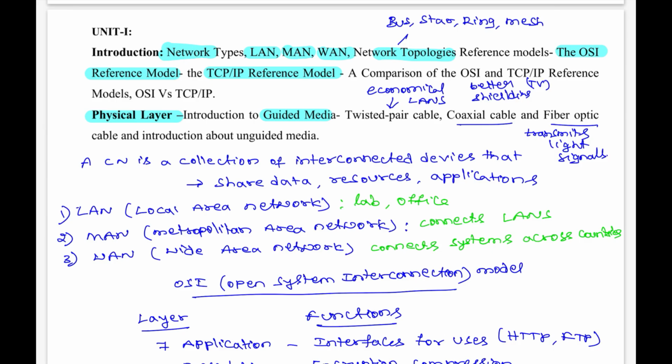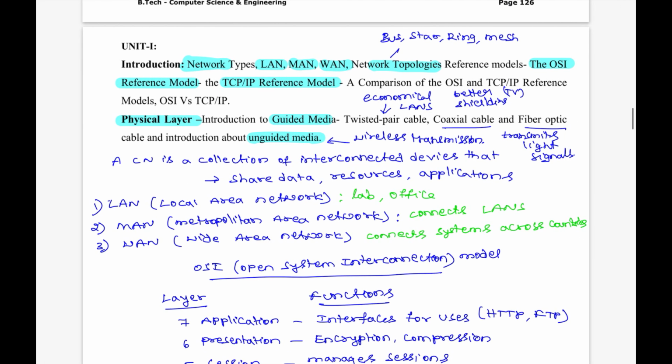And at last, we'll try to understand what unguided media is. Unguided media means wireless transmission using radio, microwave, or satellite. So the unguided media refers to wireless transmission like radio waves, microwaves, satellite communications, etc. So that is the overview of unit 1.